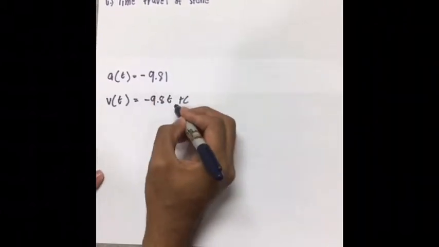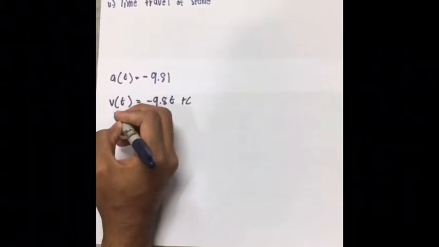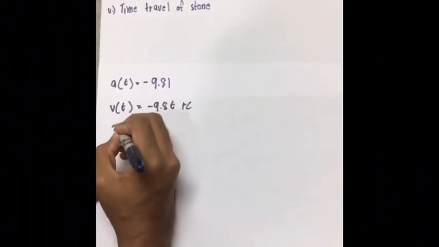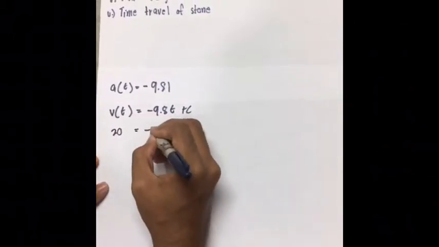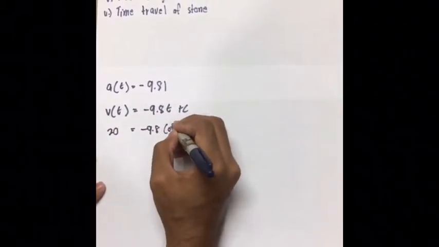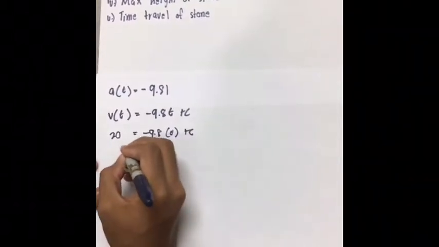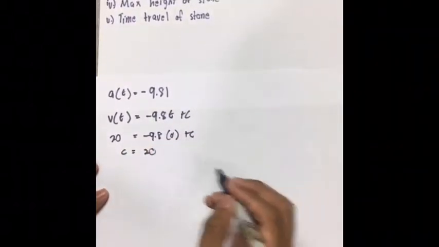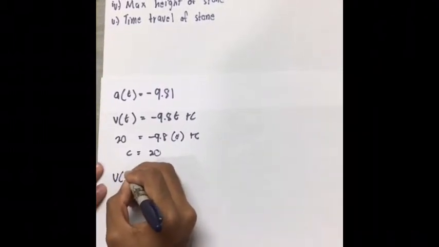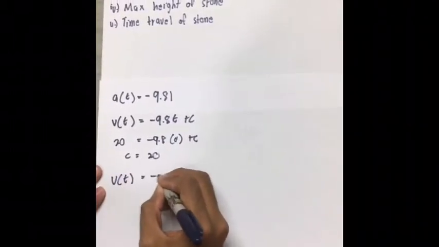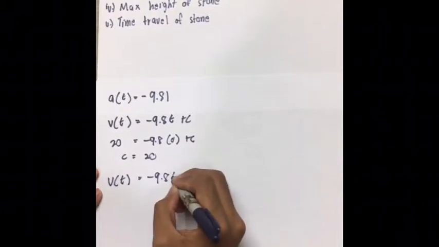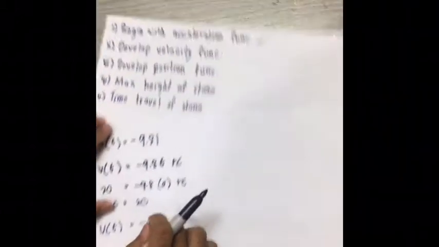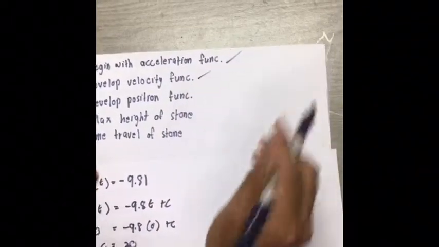So when the time is 0, the initial velocity is 20 meters per second. So this is 20 equals negative 9.8 times 0 plus c. So we will get that c is 20. So the velocity function is negative 9.8t plus 20. So the second question, develop velocity function, is done.